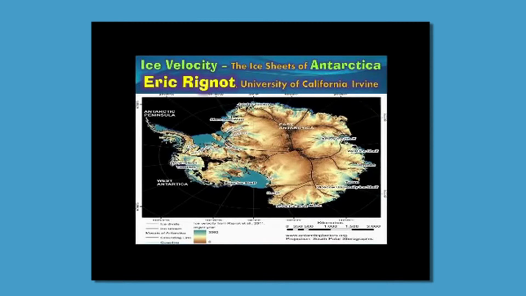Eric Rignot, a polar scientist, by way of JPL, Jet Propulsion Laboratory, and University of California, Irvine, please check his videos out on YouTube. He's very good. He has made this map that basically plots all the velocity of the ice sheet. So this is another ice sheet velocity map, and you can see which parts of Antarctica are melting the fastest, the blue being the fastest and the brown being not.